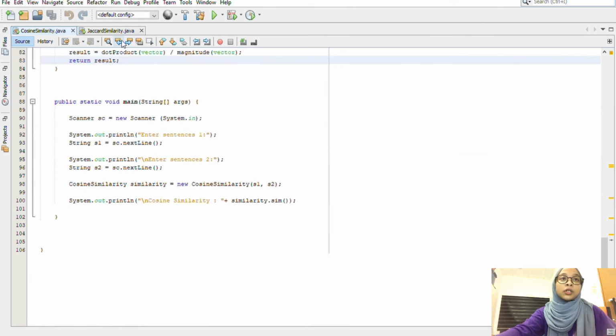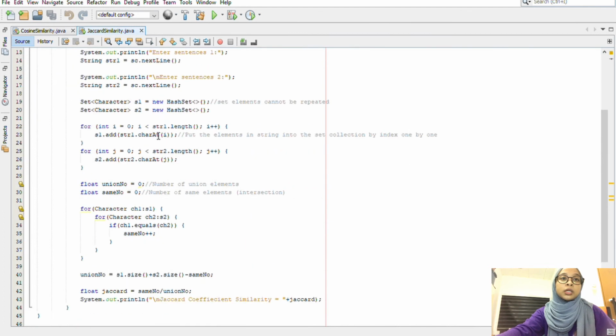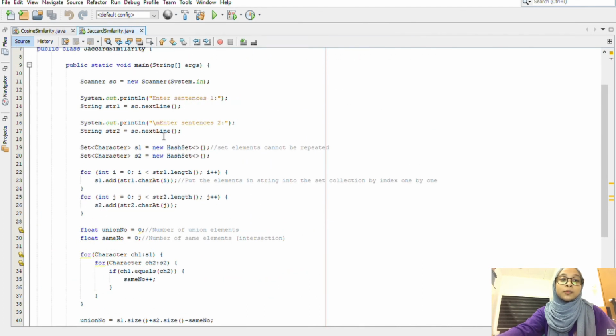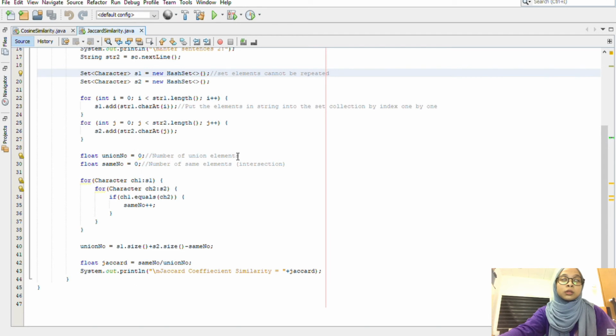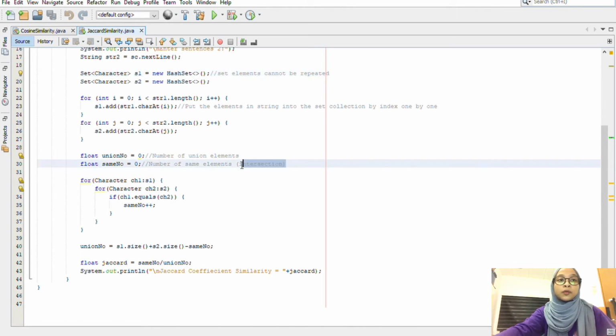So then for Jaccard similarity, this is our coding. This is simpler coding than cosine similarity. So we declare two hash sets, one for sentence 1 and one for sentence 2. Since Jaccard similarity involves union and intersection, one set is for the union and one for the same words.